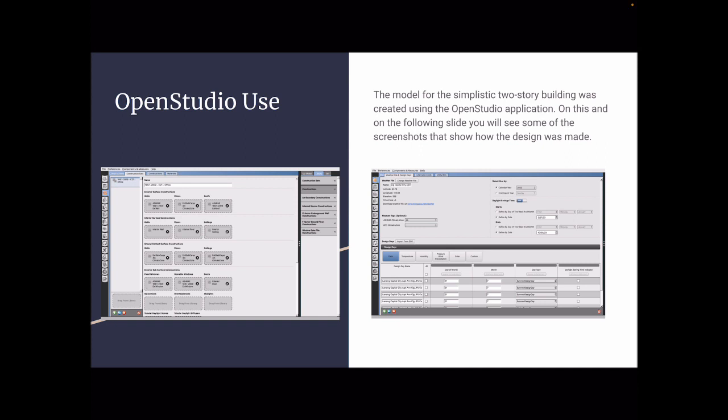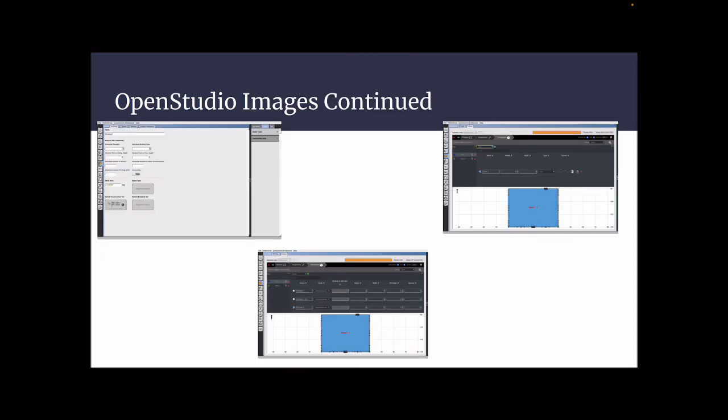The model for the simplistic two-story building was created using the OpenStudio application. On this side and the following slide shows just the images of how the OpenStudio application was used. Here are more images on the OpenStudio application.